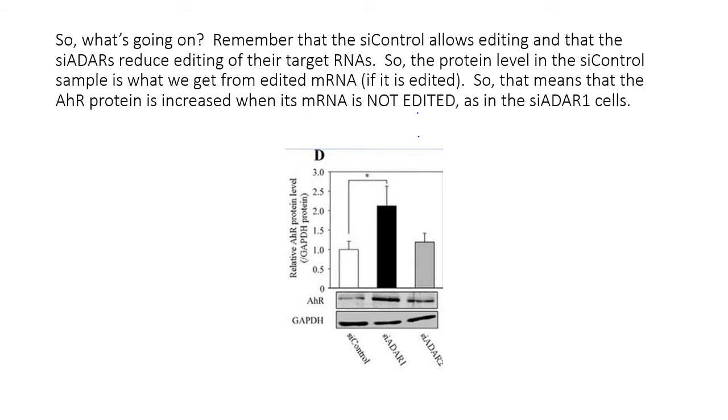Okay, so if you think about it, in this situation, the silencer control would represent the edited RNA, if in fact this RNA is edited by ADAR1 or ADAR2. So that's the key thing to notice here, that the aryl hydrocarbon protein is actually increased in the ADAR1 silencing, which means that the unedited ones are higher. So we can see that there's an effect on protein, not RNA, and the effect has to be on either translation or stability of that particular protein.